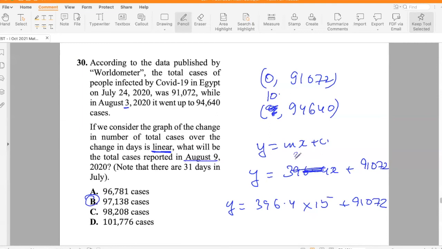So this slope becomes 356.8. And now I need to add 6 more. So this will be 356.8 into 16. So that becomes 356.8 multiplied by 16, and that plus 91,072. So that's 96,780. Yeah. So it's not B, it's going to be A. 96,780.